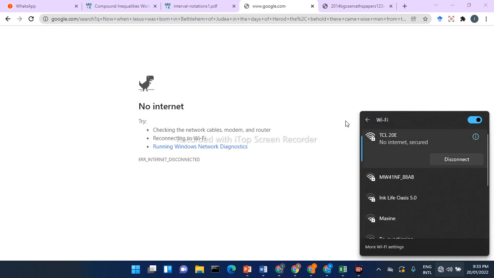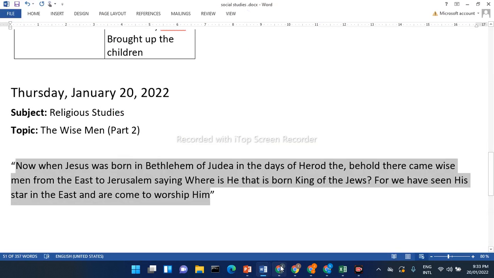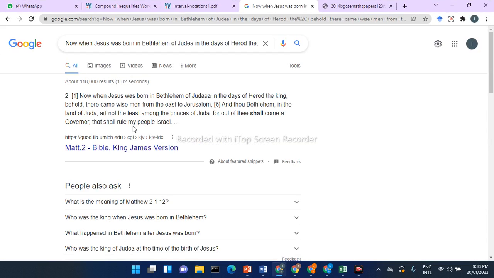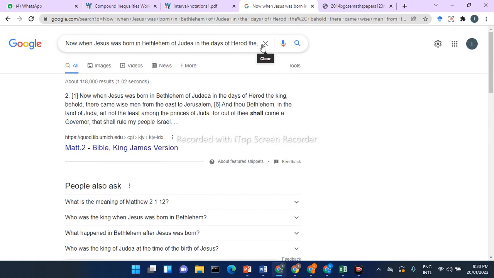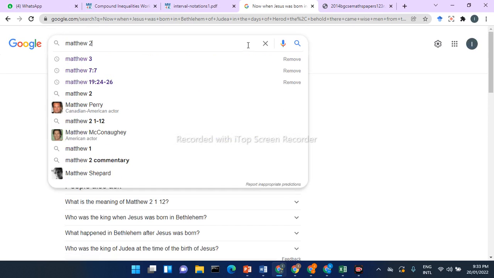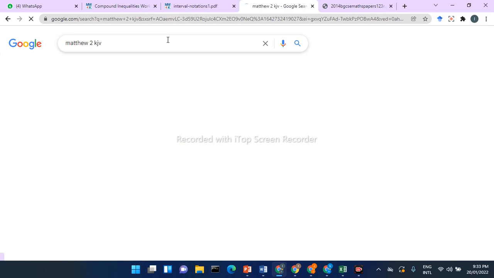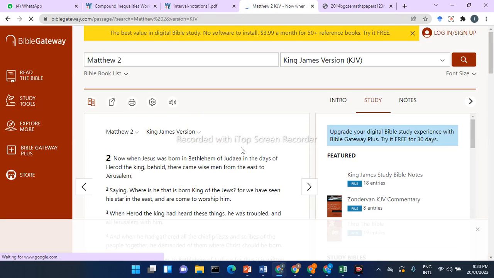So that's the wise men. That's a biblical account of the wise men. Now, where in the Bible would we find that particular verse? Remember, I told you that that verse comes directly from a biblical passage. That's taken from Matthew chapter 2. So let's read that. Let's look at the King James version of it.